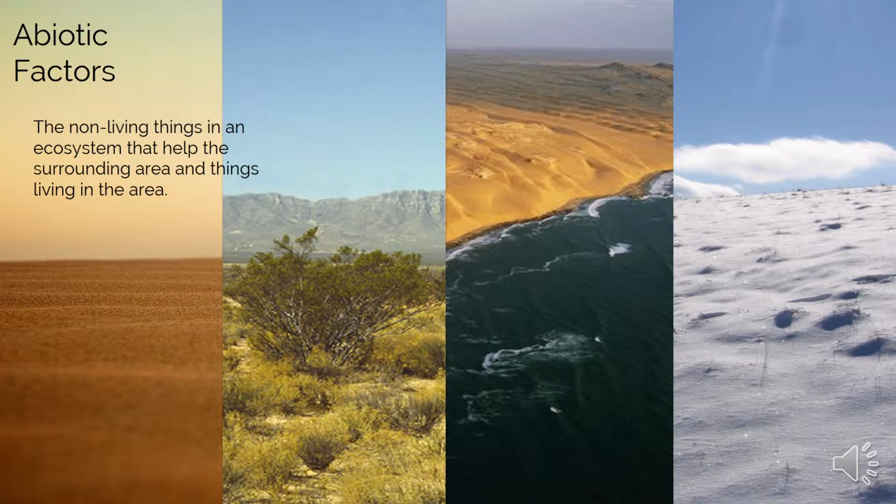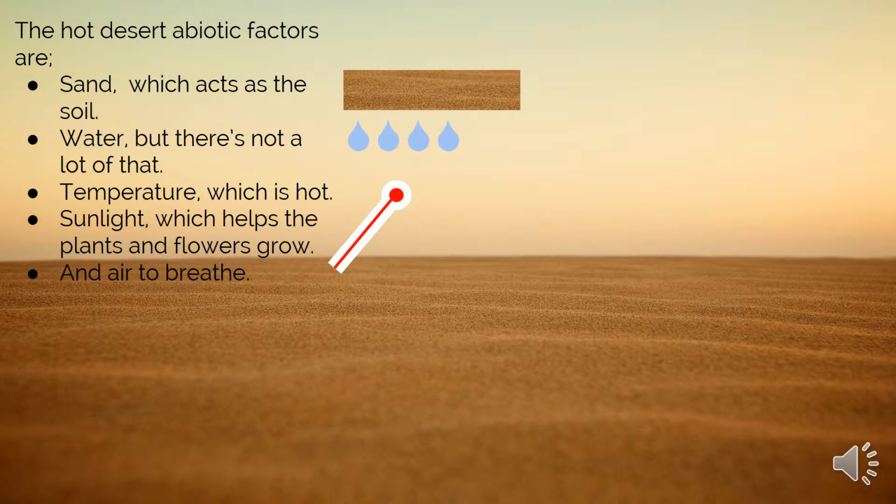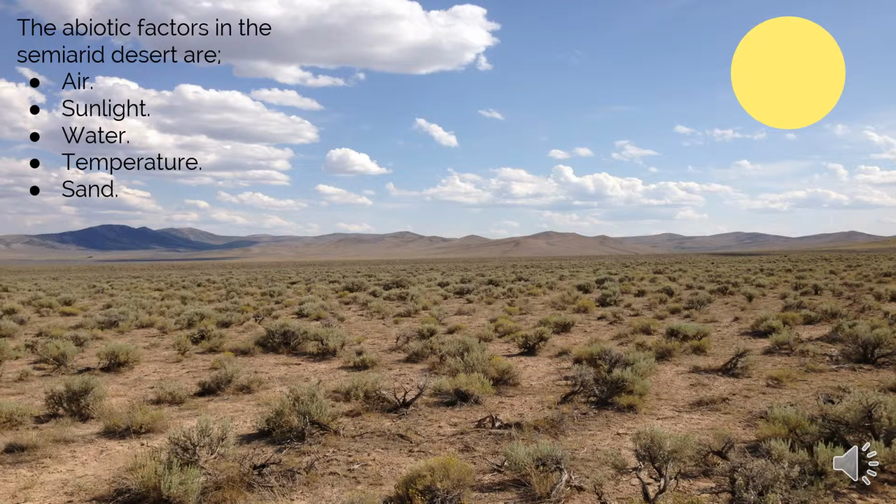Now it's time for the abiotic factors in all of the deserts. The abiotic factors in the hot desert are sand, which acts as the soil, water, but there's not a lot of that, temperature, which is hot, sunlight, which helps the plants and flowers grow, and air to breathe. The abiotic factors for the semi-arid desert are air, sunlight, water, temperature, and sand.